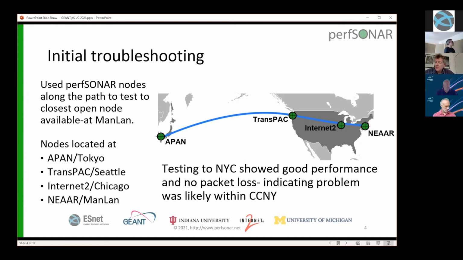And all of those tests came back normal. We didn't see any packet loss, throughput looked good. So we knew we had to look internal to CCNY and possibly the regional network there before it connected to some of the major backbone links. But we were able to, at least initially, give information to CCNY and say, look, we're going to have to look a little closer to home to actually see what's going on. And we didn't have to have a specific node up and going at CCNY to start the troubleshooting process.